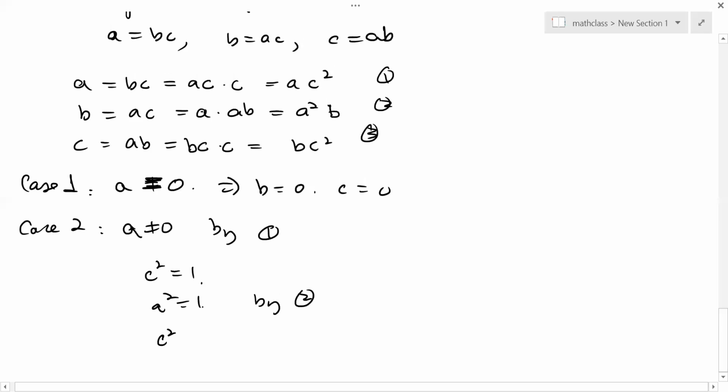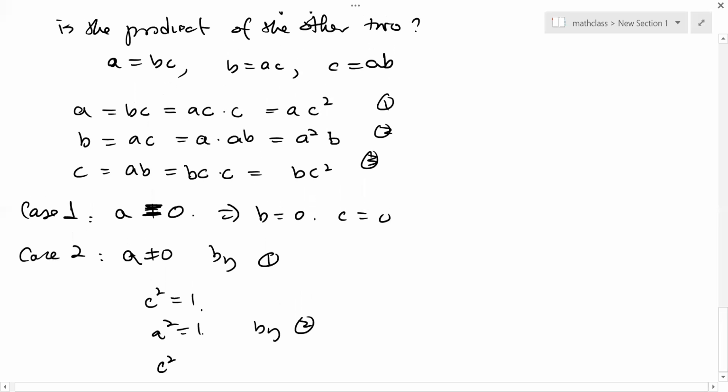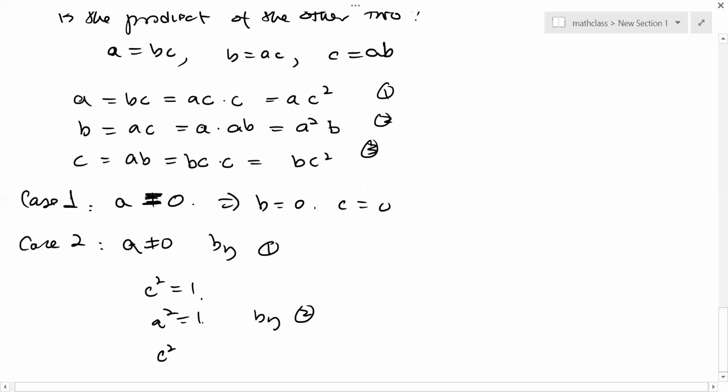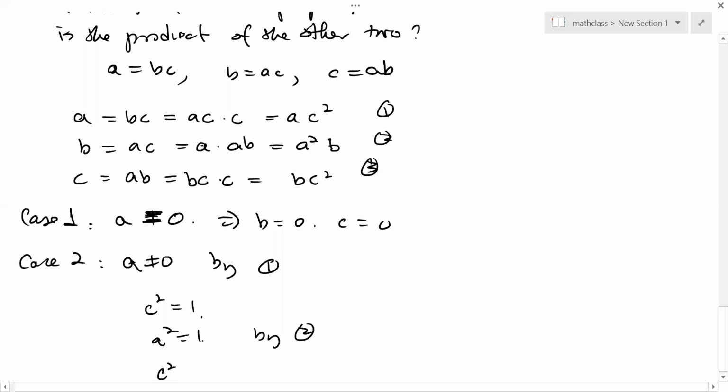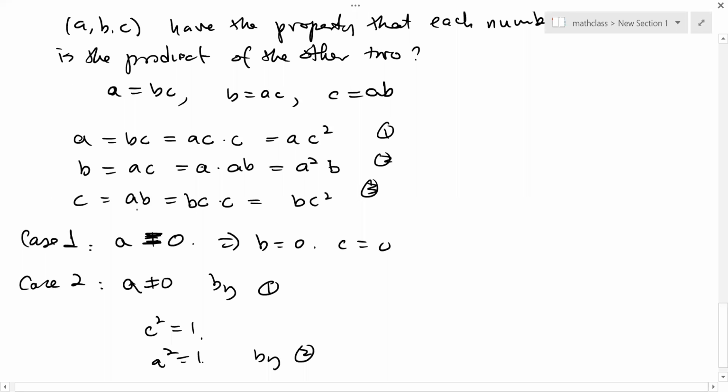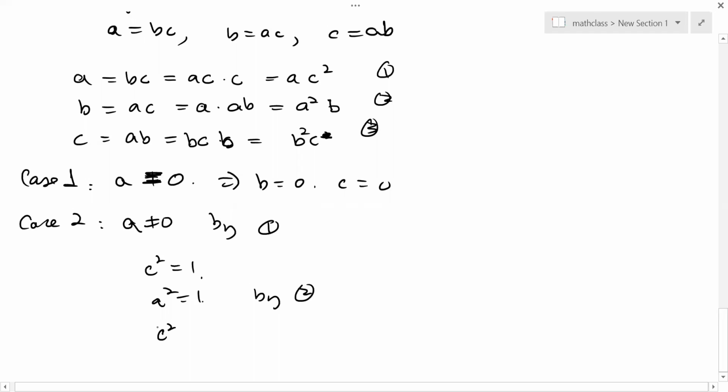I actually need A squared, B squared, okay? So let me see, B squared. I need to replace A times B, right? C is A times B. I needed to replace A, so I get B. Yeah, this is a B, so it's B squared. That's a mistake. So then it's B squared equals 1.